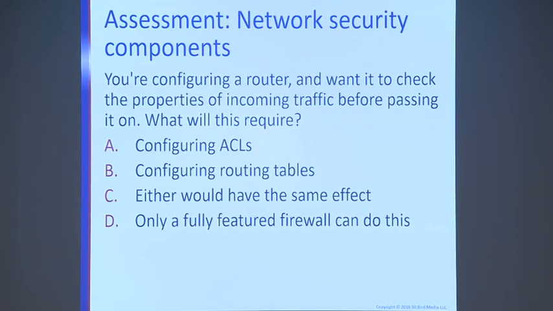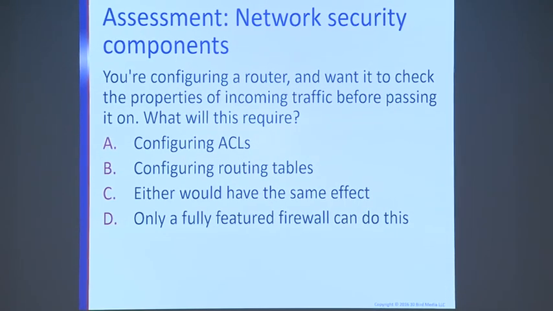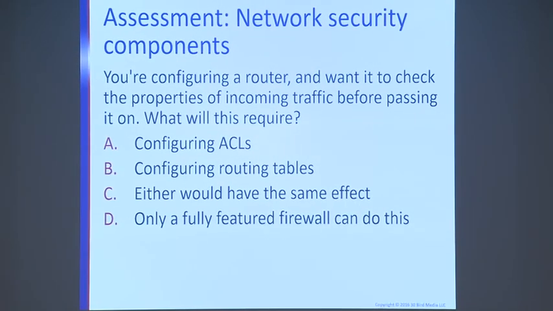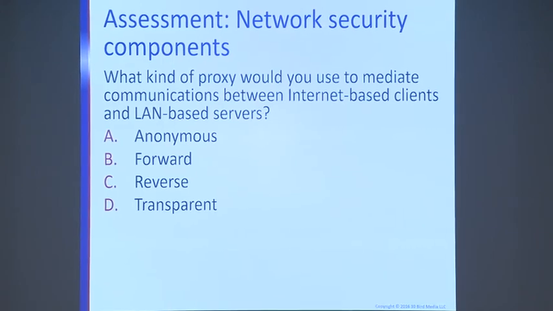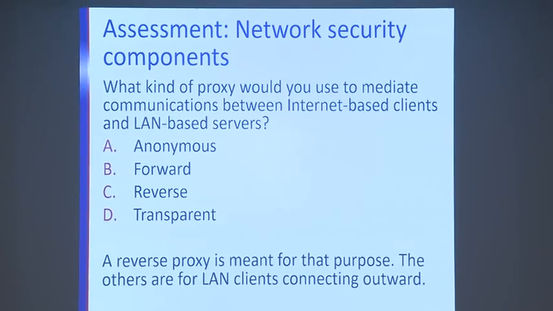You're configuring a router, you want to check the properties of incoming traffic before passing it on. What will this require? Configuring an access control list, yes. What kind of proxy would you use to mediate communications between the internet-based client and a LAN-based server? If you take a look at the order in which they put this in, I'm going from the internet to a LAN-based server, from outside to inside. That's a reverse proxy.